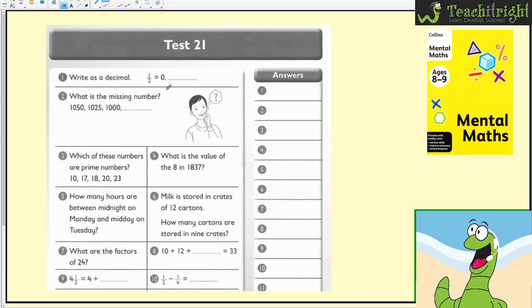Right, on to the next page. Write as a decimal 1/2, well, that's 0.5. What's the missing number? Well, we're going down in 25, so that's 975.